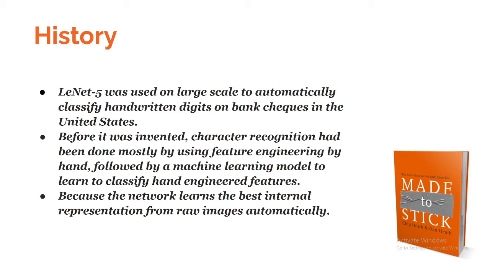Earlier, character recognition had been done by manual feature engineering or machine learning algorithms to classify them, basically some KNN classifier or SVM classifier. I suppose you guys know about machine learning. So it was done by machine learning algorithms. Now, as we know, the network learns the best representation for the raw images automatically, so we're going to use that.